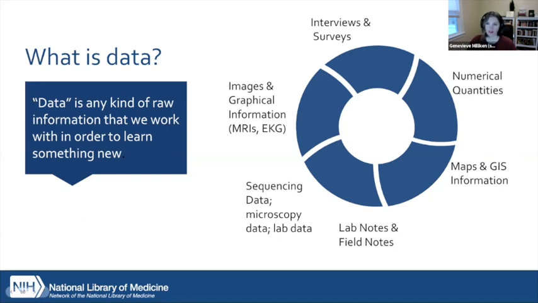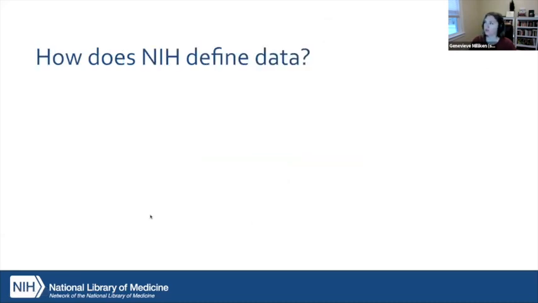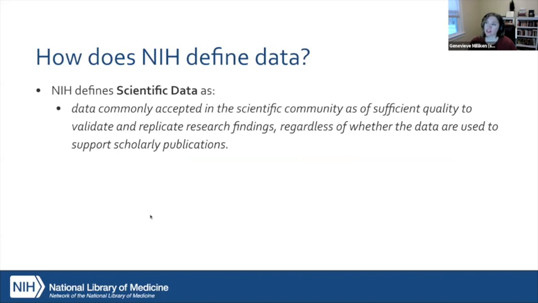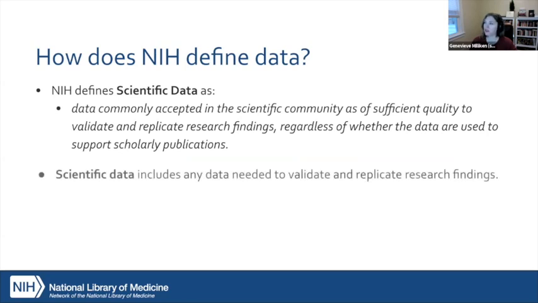So while this is sort of a very generalized definition, the NIH gives us a very concrete one. So the NIH defines scientific data as data commonly accepted in a scientific community as of sufficient quality to validate and replicate research findings, regardless of whether the data are used to support scholarly publication. So I do want to highlight that they use the language of replication. So validate and replicate research findings is really embedded into their definition of scientific data. So scientific data includes any data needed to validate and replicate research findings.